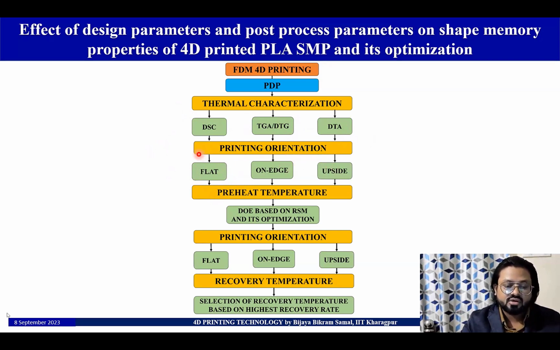So by considering these process windows that we have got from the thermal characterization, and by different printing orientations, that is a design process parameter, we are optimizing the preheat temperature. So this preheat temperature is a temperature that we provide to a shape memory polymer to deform it to some temporary shape. So for that preheat temperature we are using a DOE based RSM methodology to optimize it. And then again, by considering the same design parameter like flat, on edge, and upright printing orientation, we are also optimizing the recovery temperature.